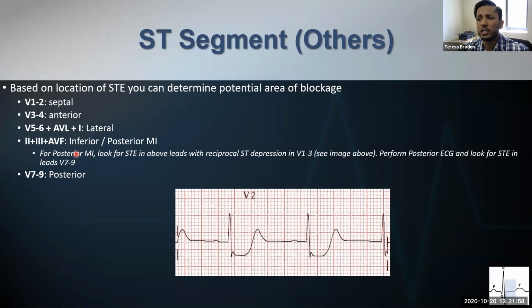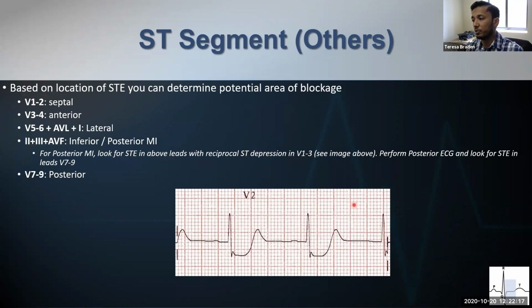And I think it's because we just focus so much on V1 to 5 and 6 and 2, 3, AVF as inferior MIs. We don't give a lot of love to the posterior infarcts, so it's very easy to forget about those or miss them. So just know you're going to look for ST segment elevation in the above leads, so 2, 3, AVF, with reciprocal depression in V1 to 3.